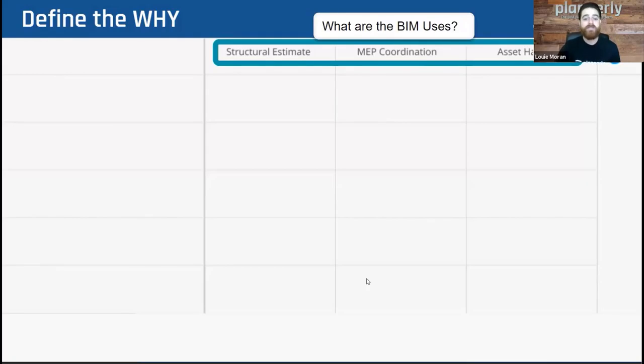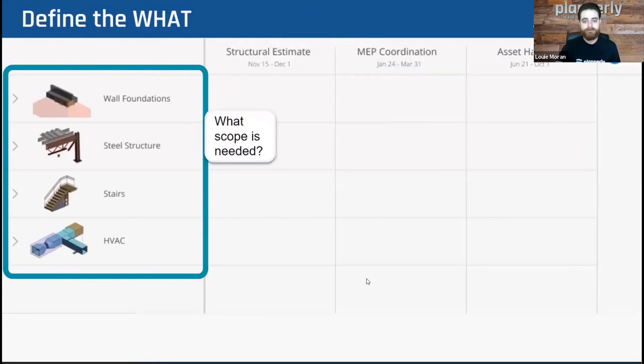We first want to define the why. The why could be a structural estimate use, the MEP coordination, an asset handover. These are just three examples of why we are going to model certain components. Once we understand that why, we can then understand what scope might be required. Whether you have a scope list or expectations, you can build this with your teams, and provide a plumbing scope, then a plumbing engineer. So you really want to align what scope you would need for all of these.